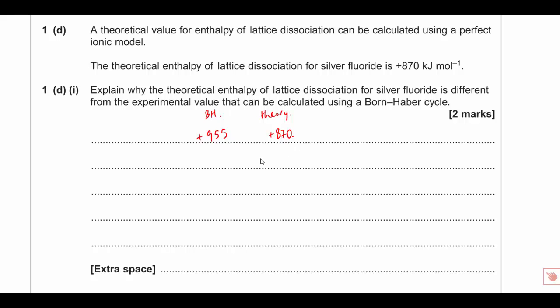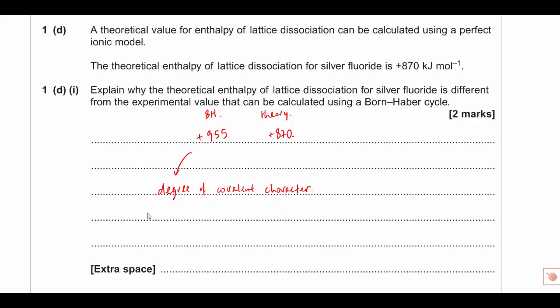So let's read the question once more. Explain why the theoretical enthalpy of lattice dissociation for silver fluoride is different from the experimental value that can be calculated using a Born-Haber cycle. Basically, if these values are similar, then it tells us that the theory is based on the perfect ionic model, which is this idea of point charges and all the rest of it. If our Born-Haber cycle value, the experimental value, is different, it tells us that we have a degree of covalent character, and that's a nice way of wording it. A degree of covalent character is being shown here.